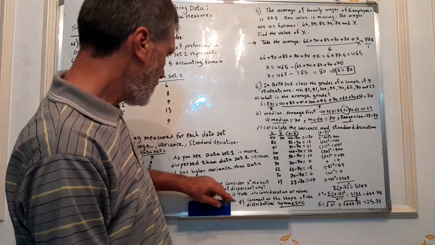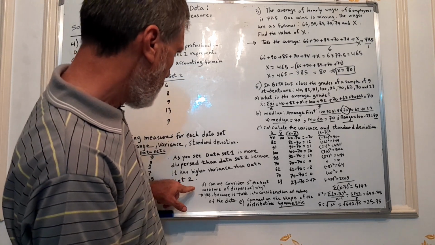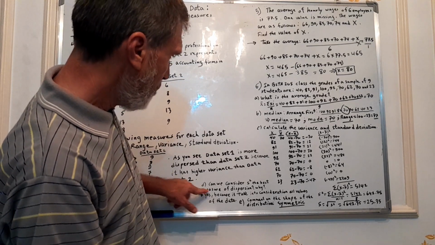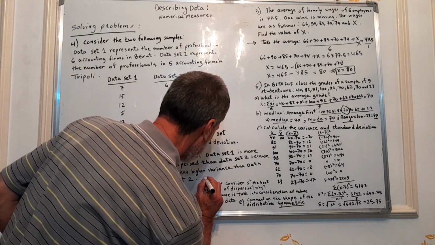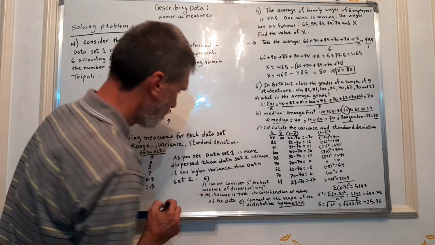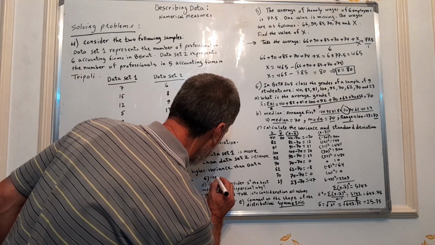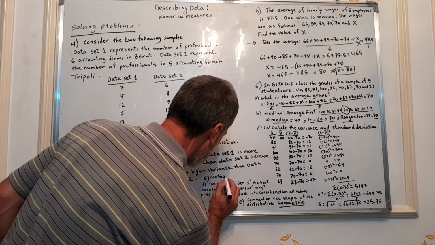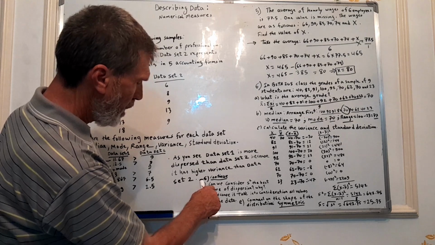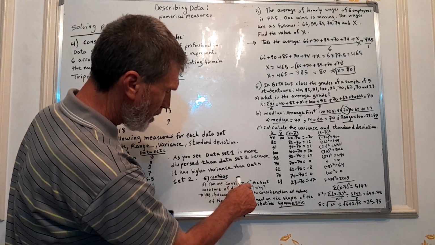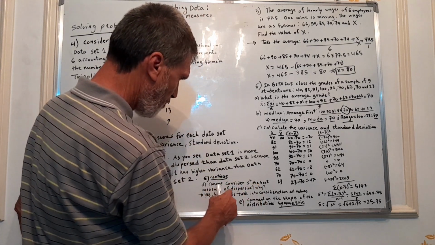Now, part D over here belongs to problem 6. Problem 6 continues. Part D: can we consider s squared, the variance, the best measure of dispersion?